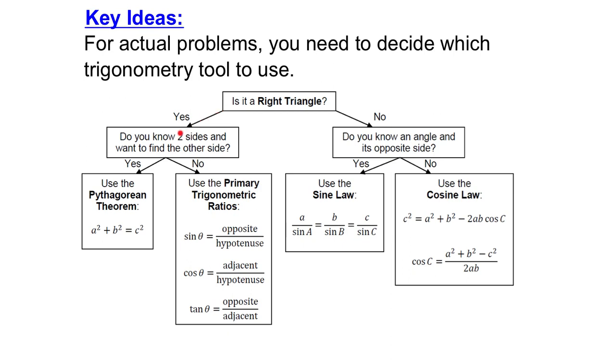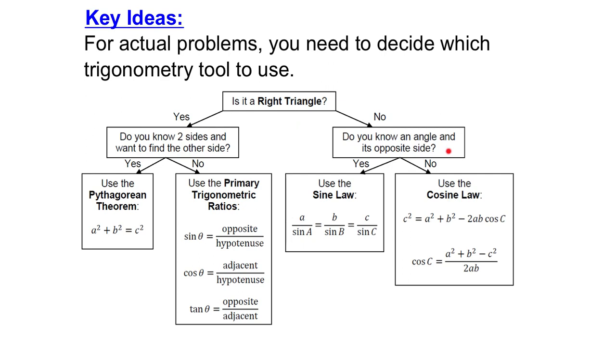So if it's a right triangle and you know 2 sides and want to find the other side, you just have to use Pythagorean theorem. If you don't know 2 sides and are trying to figure out the other side, then use your sine, cos, or tan ratios. Now, what if your triangle is not a right triangle? Then ask yourself another question. Do you know an angle and its opposite side?